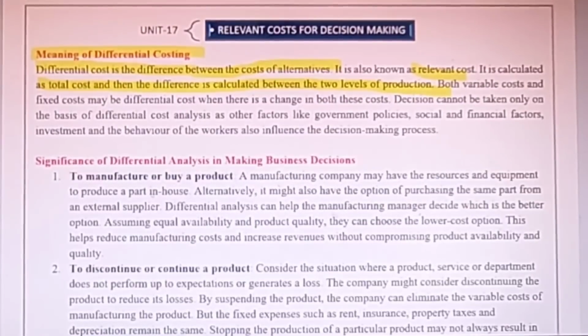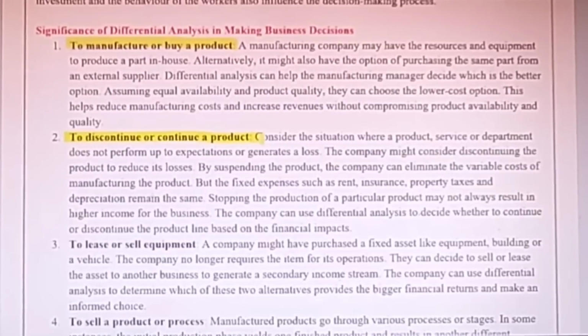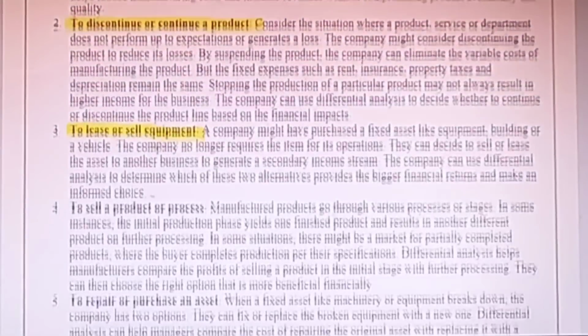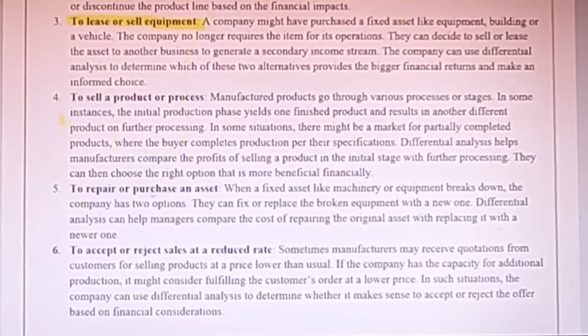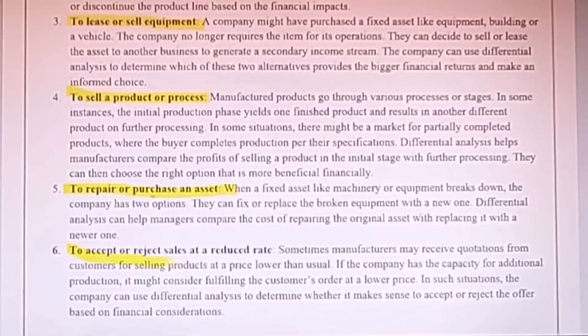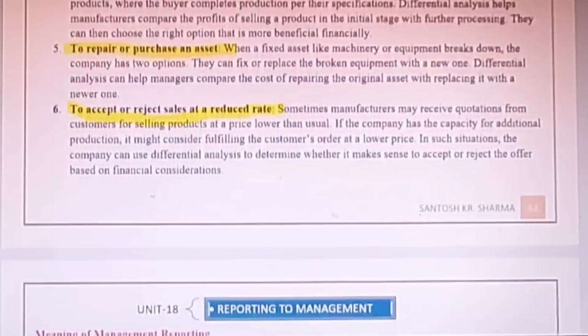And it has some importance also, like it helps to manufacture or buy a product. Then it helps to discontinue or continue a product, whether we will continue the product or not, so that we can get the information through differential analysis. We can also find whether to lease or sell the equipment or not. So basically these are all management decisions where we need to calculate differential cost, and to sell a product or process, and to repair or purchase an asset, then to accept or reject a sales at a reduced rate, so like this.